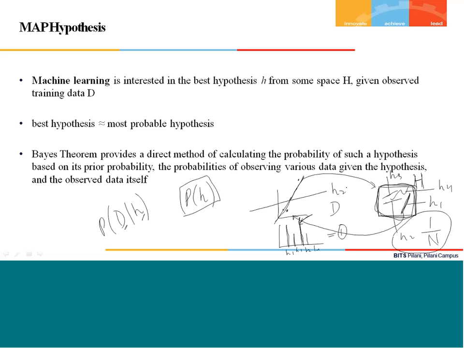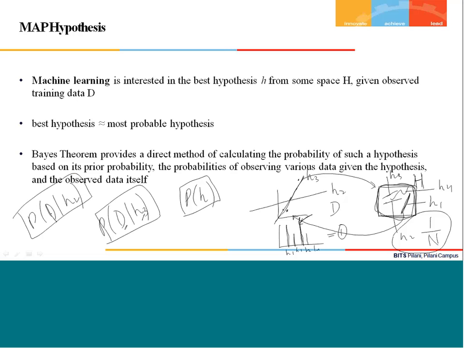So now the probability of describing if this is h1, let's say, or h3. Now the probability of data given h3 and the probability of data given h2, you can see intuitively from here that h3 is closer to the data points in the space than h2. So in that case, the probability of seeing the data given this hypothesis is more than this probability.